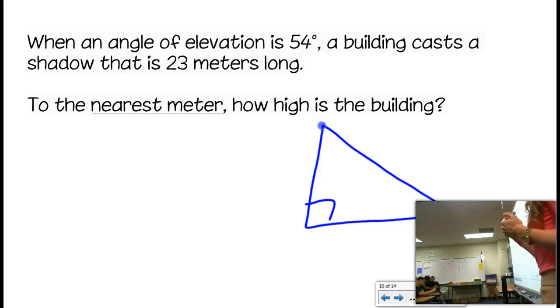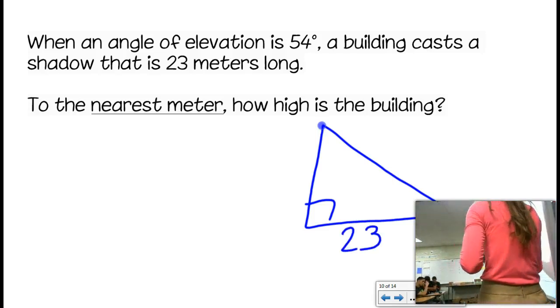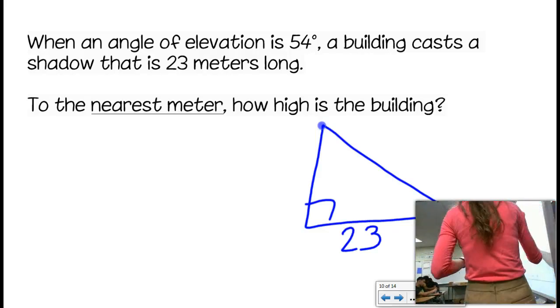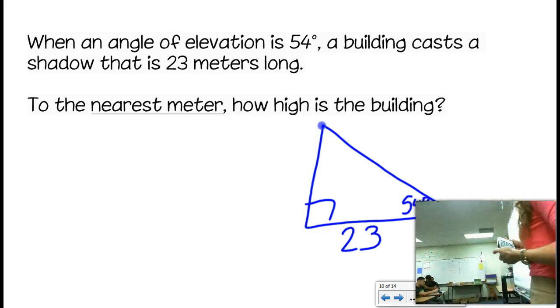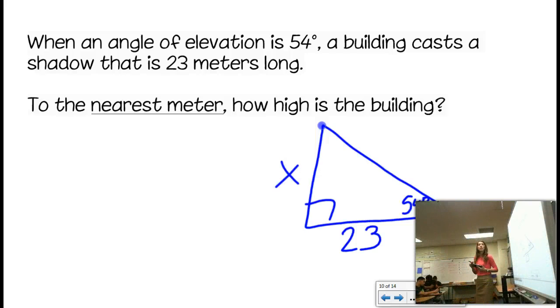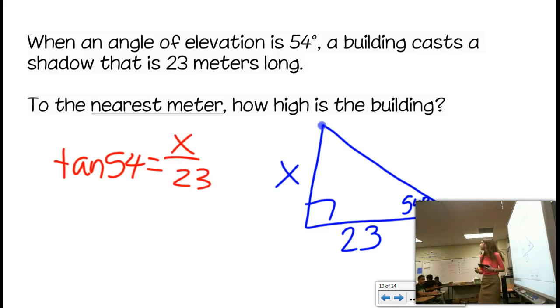Torin, where do I put 23? On the bottom because shadows fall on the ground. Very good. Angle of elevation always goes at the bottom. Kenneth, it always goes at the bottom. And the next is the height of the building. Yes, that's better, Kendall. Nasia, sine, cosine, or tan? Tan, very good. Tan 54 equals opposite over adjacent.